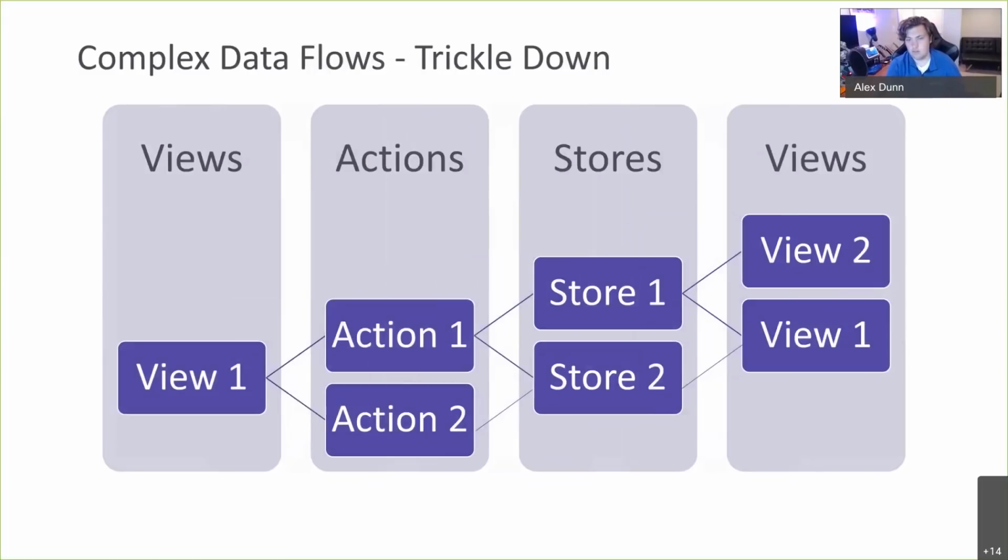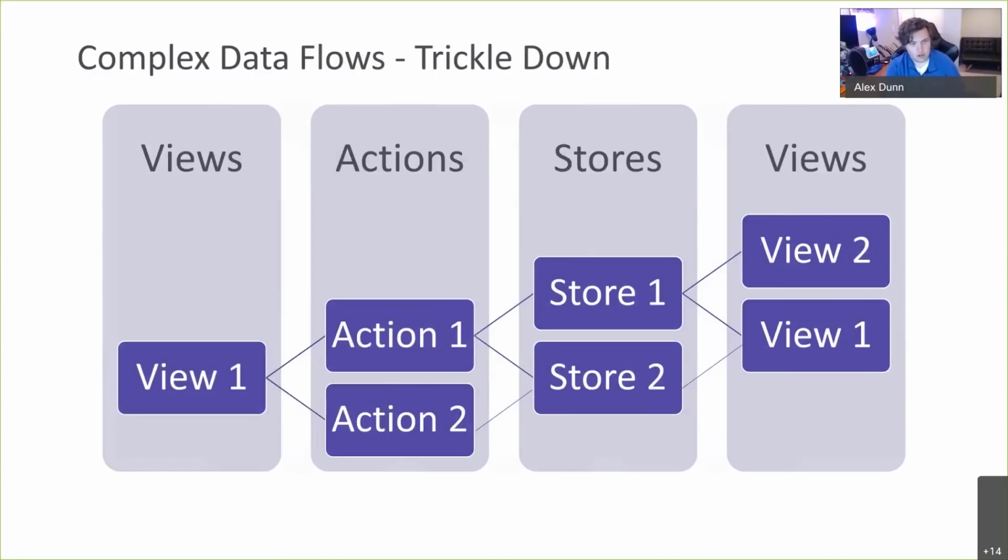View one says both of these actions are going to happen. We also have two different stores. So action one is being dispatched. The dispatcher takes it, and store one and two are both listening to it, but store two is only listening to action two, and store one is not.